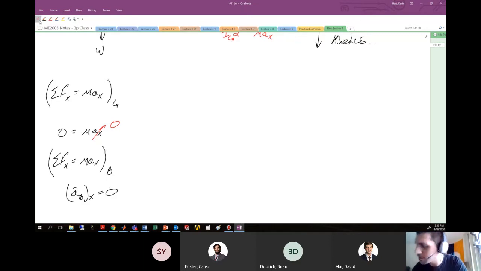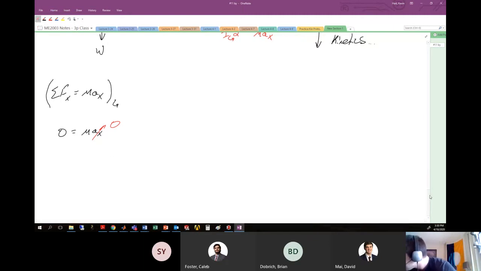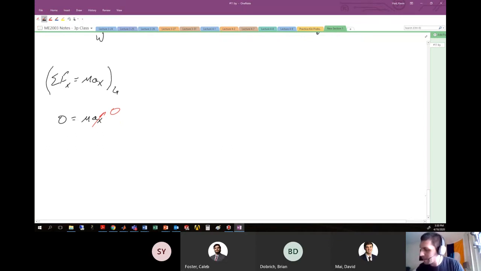Actually, that's not quite true because we want to do our analysis at the center of gravity. Apologies for that. Scratch that. Man, didn't have my coffee today. Let's come back to that point. So anyways, we know this analysis is valid at the center of gravity. So sum of the forces x, mass times acceleration x at point G. We know this is true since there are no forces in the x direction. All right, let's continue on.